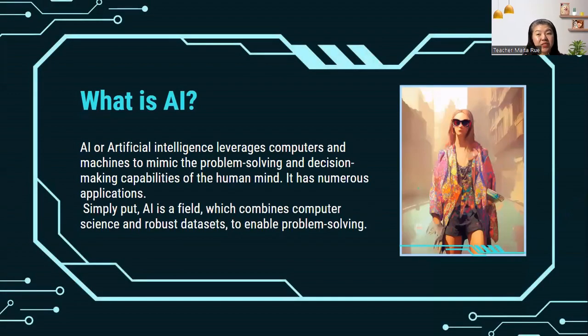So first things first, let's define what AI is. AI, or artificial intelligence, leverages computers and machines to mimic the problem-solving and decision-making capabilities of the human mind. It has numerous applications. Simply put, AI is a field which combines computer science and robust data sets to enable problem solving. Where do these robust data sets come from? From us, the human or the programmer behind the AI program. They're the ones who input the data, or at least tell the AI where we can get the data.